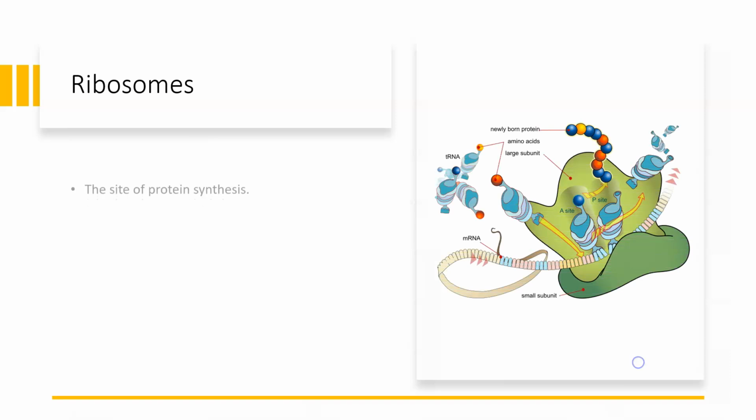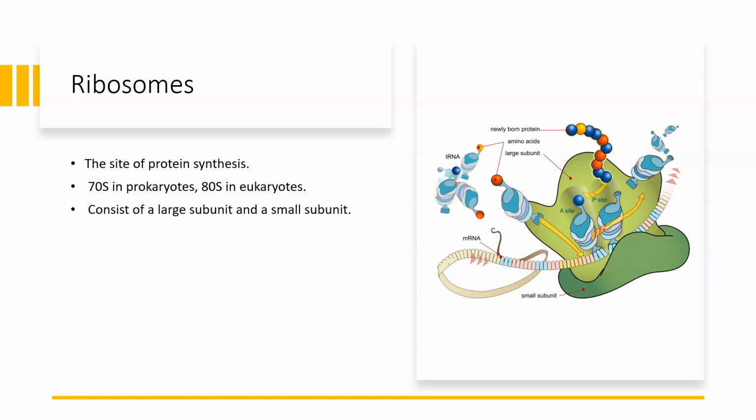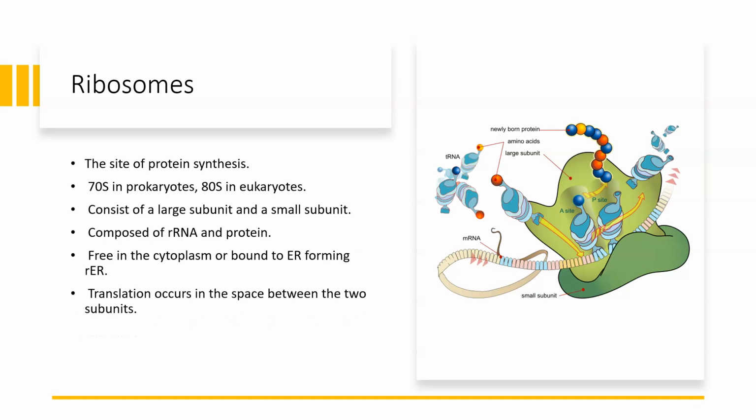Okay, so let's think about ribosomes then. These are the site of protein synthesis. We've got 70S ribosomes in prokaryotes, and we have 80S in our eukaryotes. They consist of a large subunit and a small subunit. They're made up of rRNA, that's ribosomal RNA, and protein. They're free in the cytoplasm, or they can be bound to ER, forming what we call rough ER.